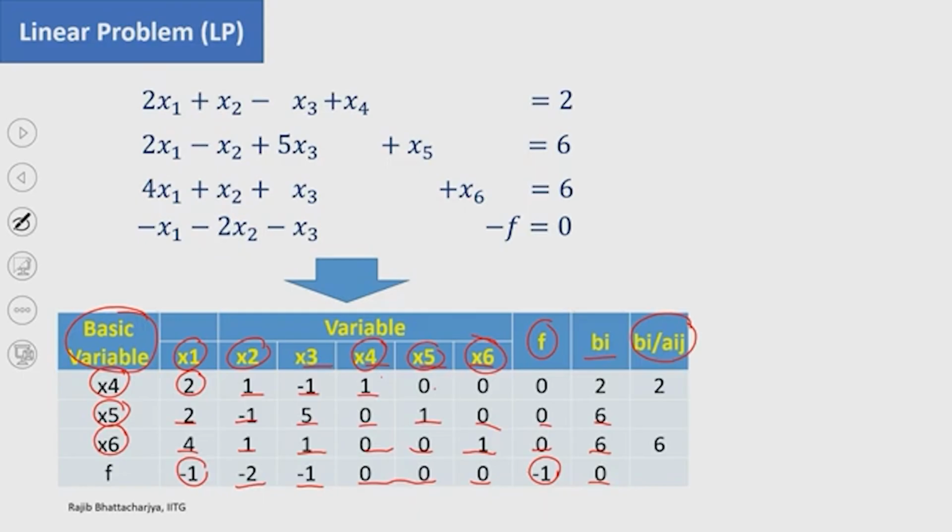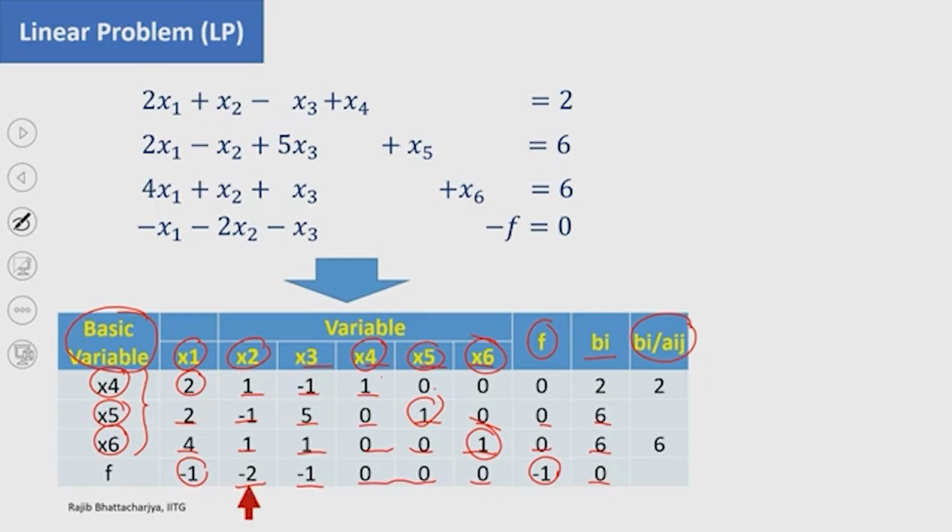Because the coefficient of x4 in the first equation is 1, for the other equations it is 0. Similarly, the coefficient of x5 in the second equation is 1, for other equations it is 0, and for x6 in the third equation the coefficient is 1, and for the other equations it is 0. So, x4, x5 and x6 are the basic variables, and x1, x2, x3 are non-basic variables.